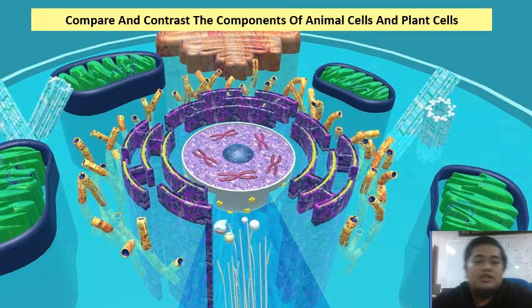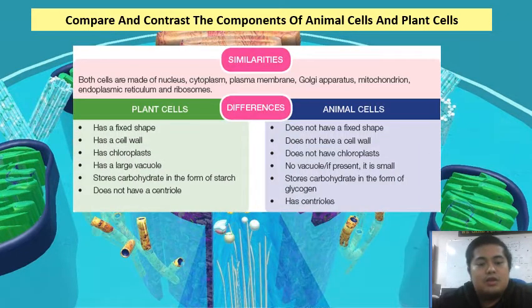So compare and contrast between the components of animal cell and plant cell. So these are the similarities where both cells have nucleus, cytoplasm, plasma membrane, Golgi apparatus, mitochondria, endoplasmic reticulum, and ribosomes. While their difference is, as we can see, plant cells have fixed shape, but animal cell does not have fixed shape. Plant cell has cell wall, but animal cells do not have cell wall. Plant cell has chloroplast, animal cell does not have chloroplast.